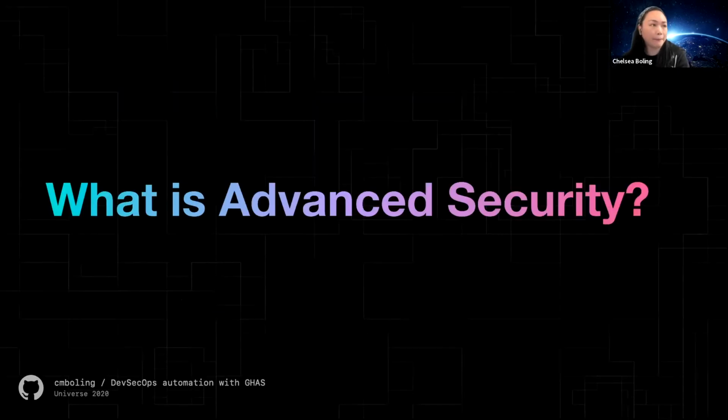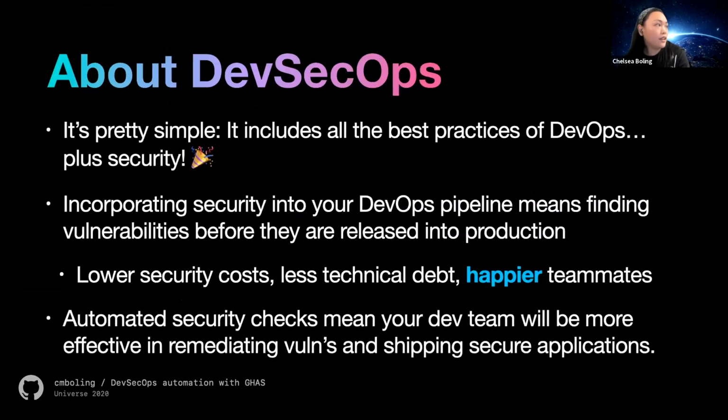Okay. So what is advanced security? Before we even dive into GitHub Advanced Security, let's discuss what DevSecOps is and the importance of it in the software development lifecycle, right? So it's pretty simple. It includes all the best practices of DevSecOps. DevSecOps brings security into development and operations teams to ensure that security is a top priority at every step of the software development lifecycle.